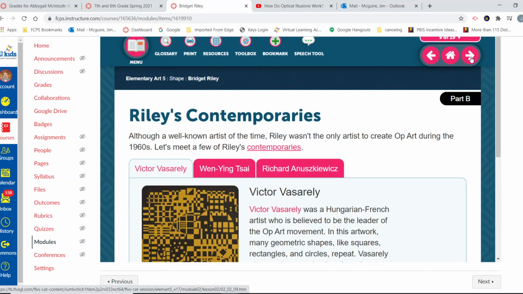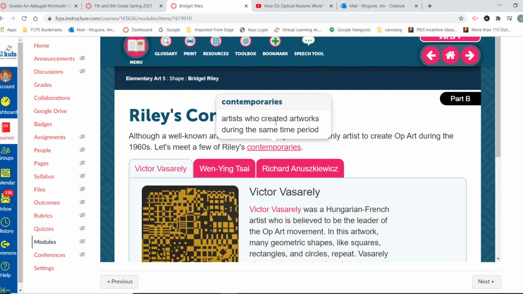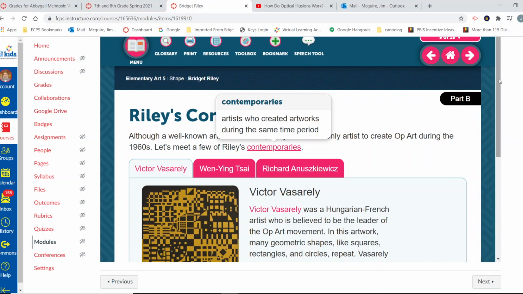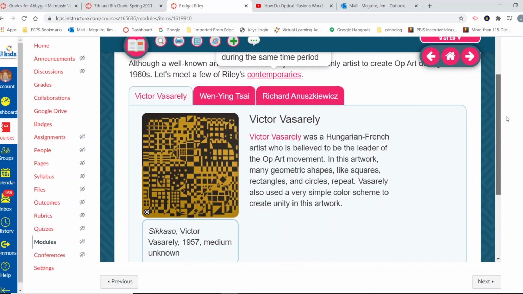Riley had contemporaries. She didn't work alone. There were other artists who worked with her or during that same time period, people who were in that genre working competitively, if you will. When they would have a show of artists, it wouldn't be just her, it would be lots of other people, including Victor Vasarely, who was considered the leader of the op art movement. He's a Hungarian French artist. Until they told us in this slide that he was the leader of the op art movement, I would have never honestly guessed that.